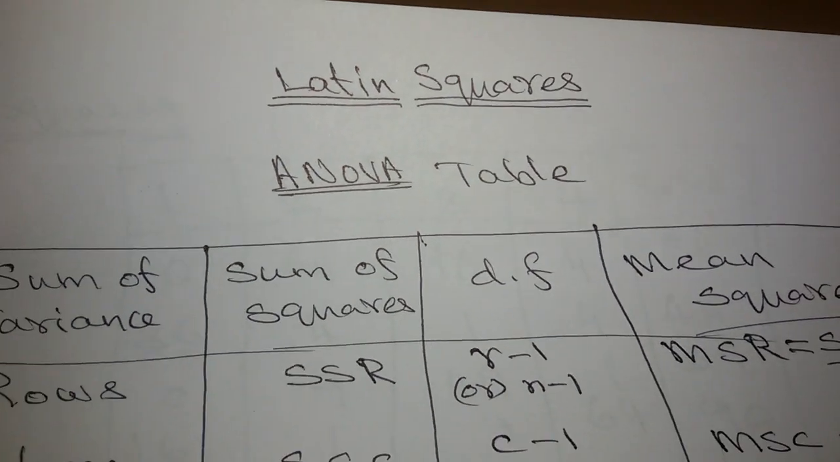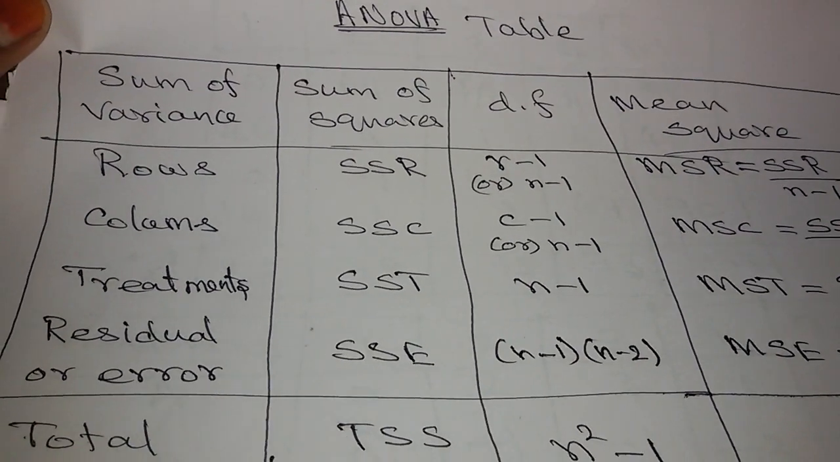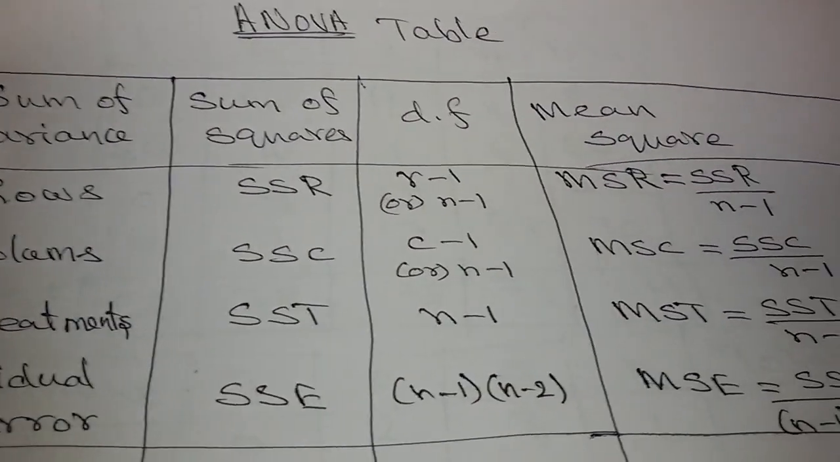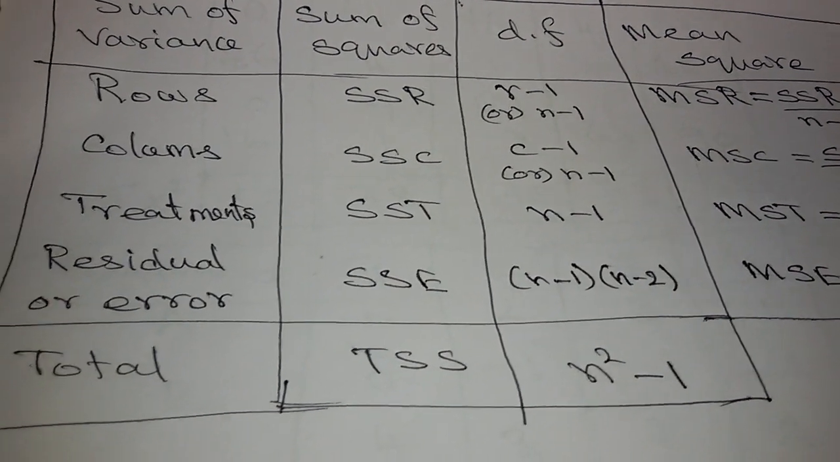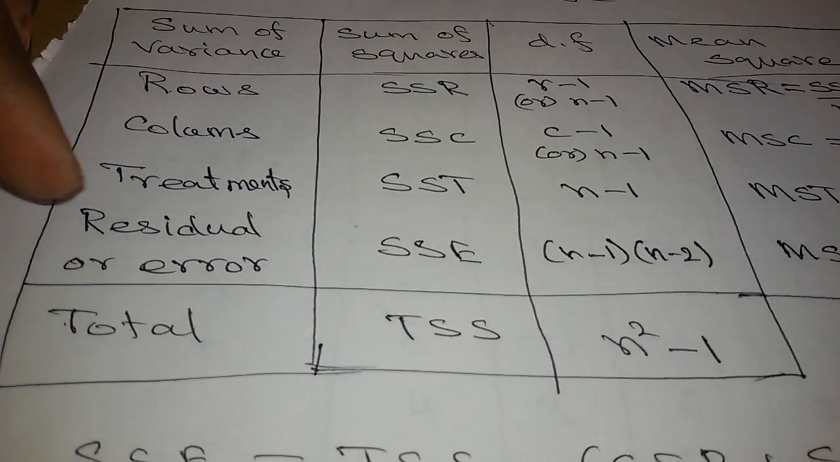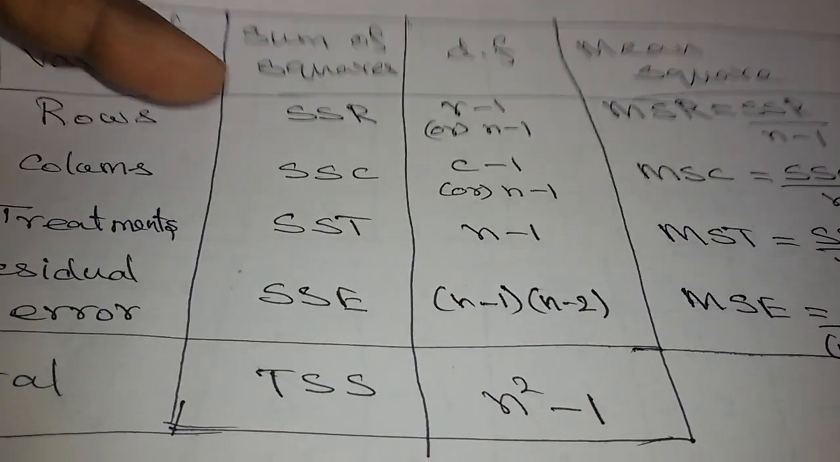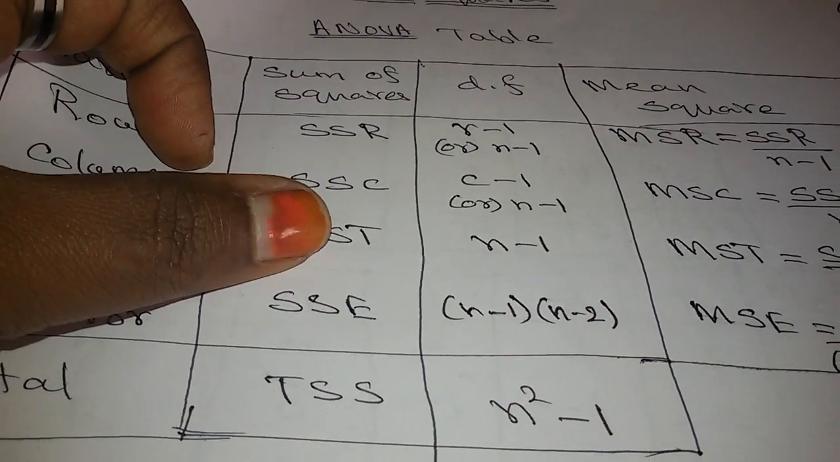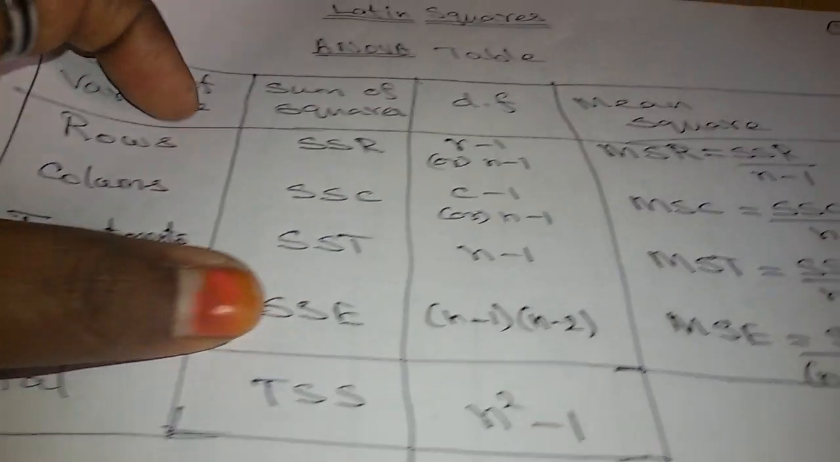The last method is Latin square. The corresponding ANOVA table is here: source of variance, sum of squares, degrees of freedom, mean square, rows, columns, treatments, residual or error. So the extra thing here is that we are having treatments. Okay, so SSR, SSC. For treatments, the sum of squares is SST, and error as usual is SSE.